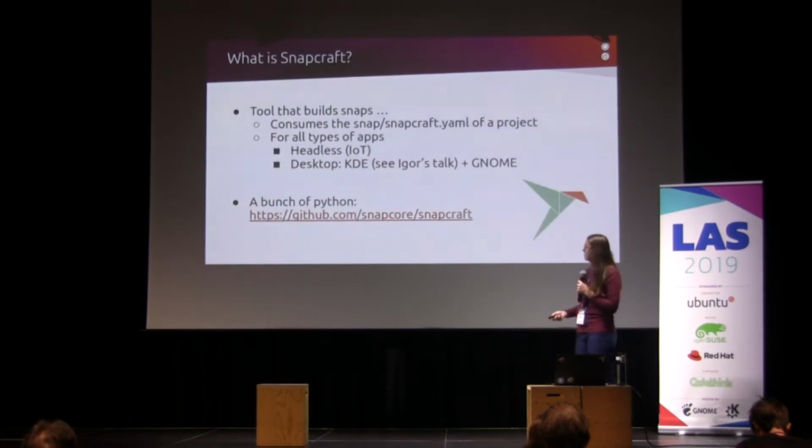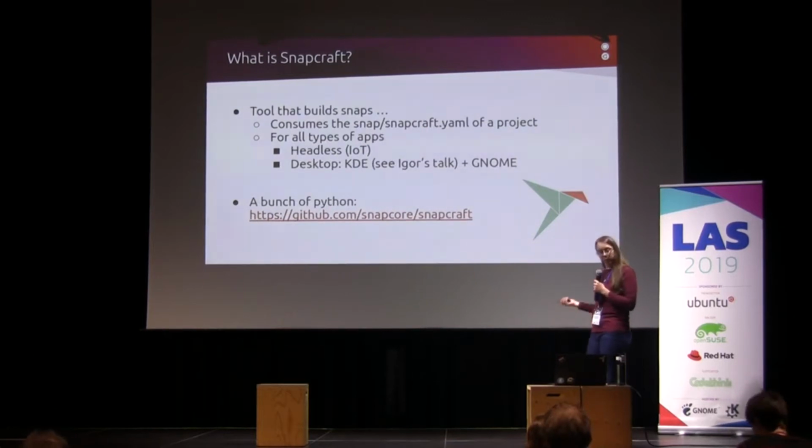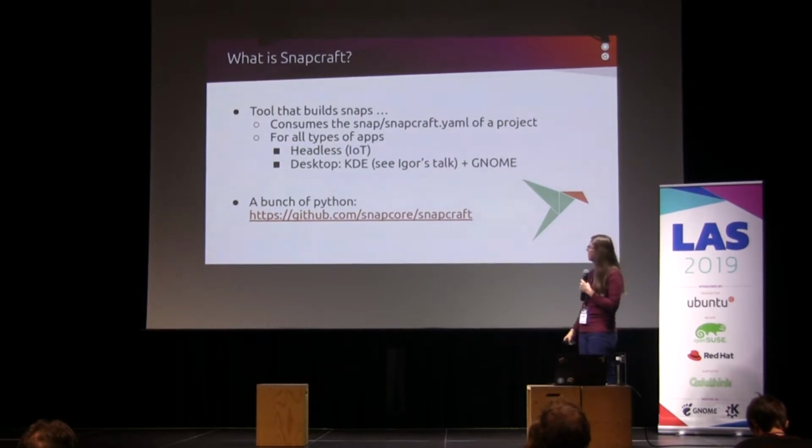SnapCraft is the build tool that is used to build snaps. I said that just like 10 seconds ago, right? And it builds all kinds of snaps. Historically, there have been a lot of headless snaps, like for IoT and robotics. But we can also do desktop snaps, targeting mostly KDE and GNOME. It uses the SnapCraft YAML file of a project in order to build the snap. And to me, what's really important is that SnapCraft is a bunch of not scary Python that you can go and check out and contribute to, and it's great.